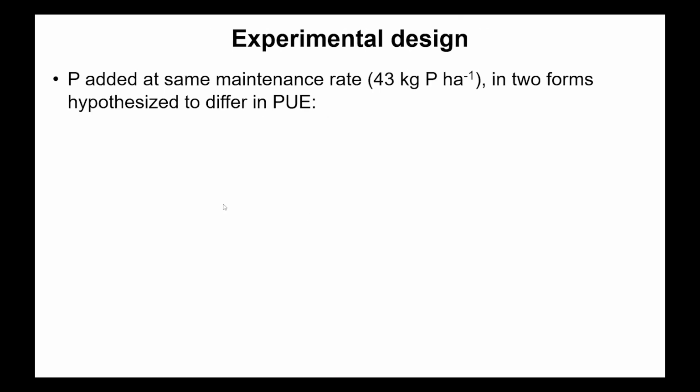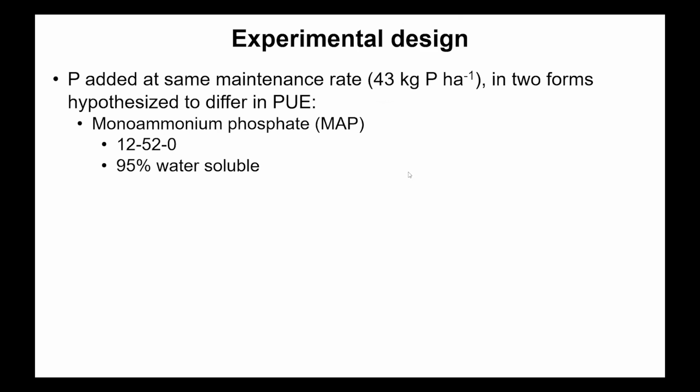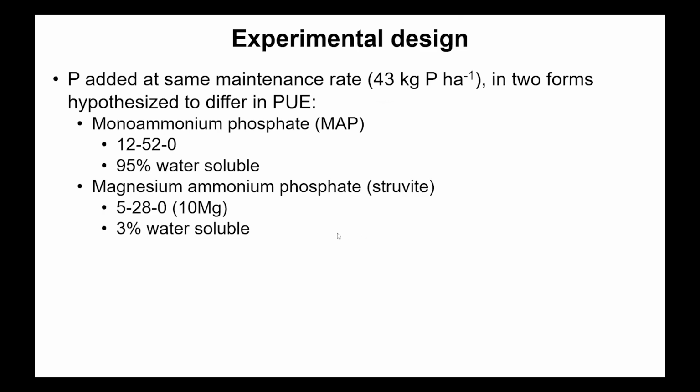We added P at the same exact rates, which is a maintenance rate for a 2-year corn-soybean crop rotation. Again, we're trying to mimic a farming practice, even though we're in the greenhouse. And we used two different forms that differ in solubility to also test the hypothesis that higher solubility MAP will have higher PUE than the lower solubility struvite, which is also an ammonium phosphate. And in the Corn Belt, the major source of P being applied to fields is ammonium phosphates, typically MAP and DAP.